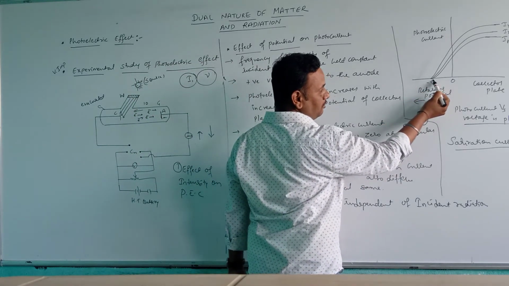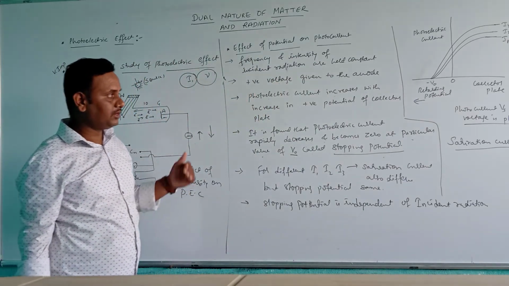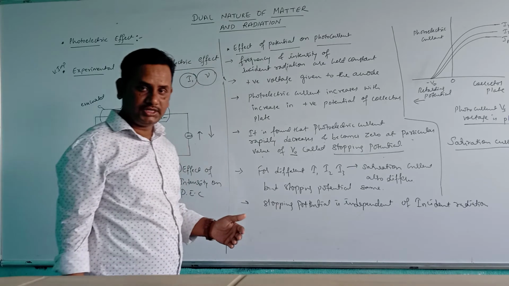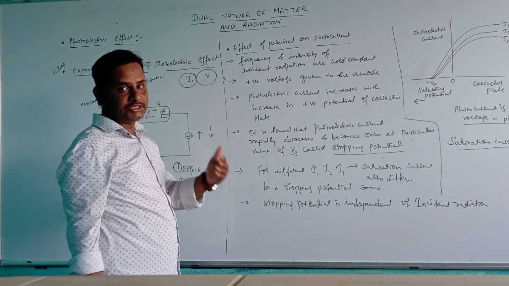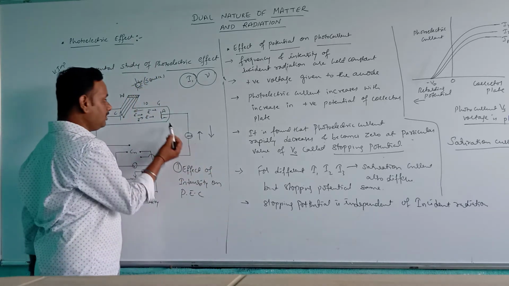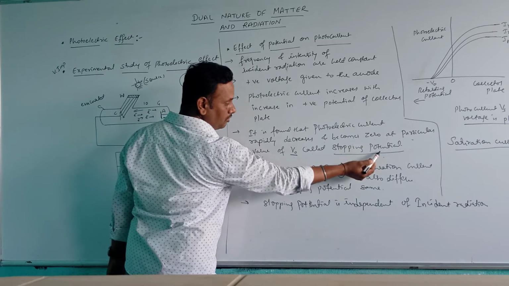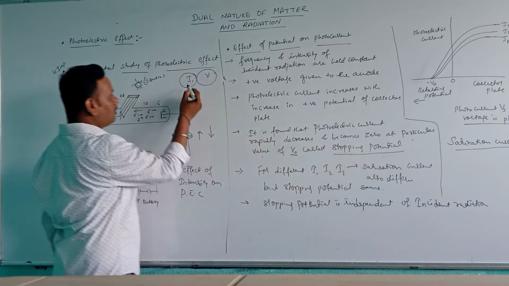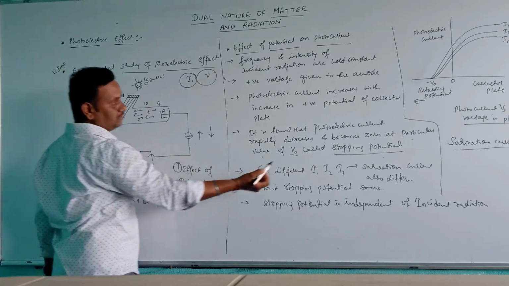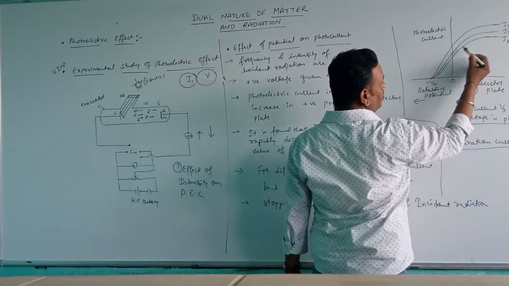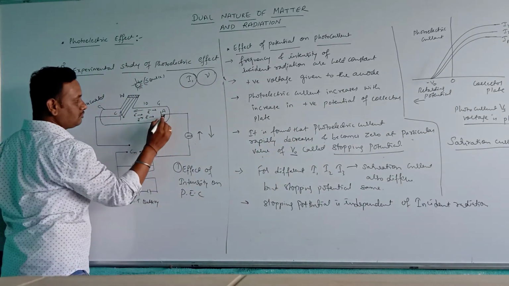Stopping potential means that for a given frequency of incident radiation, the photoelectric current becomes zero as we more and more increase the negative potential. That is called the stopping potential. This is for a particular intensity. Say again, if I change the intensity to I2, again I maintain a positive potential here.